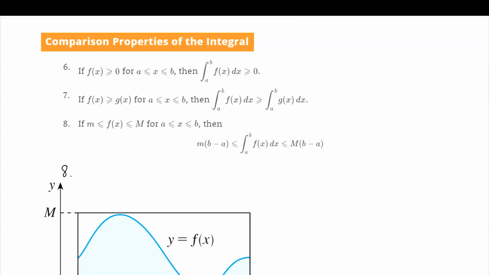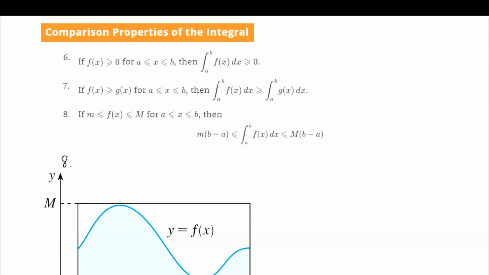Number 7, again, I hope this makes common sense to you. If f is at or above g on the interval from a to b, then the amount of area under f has to be at or above the amount of area under g. So again, I hope that makes common sense to you, and if not, just let me know.